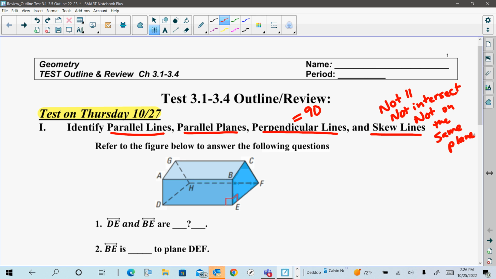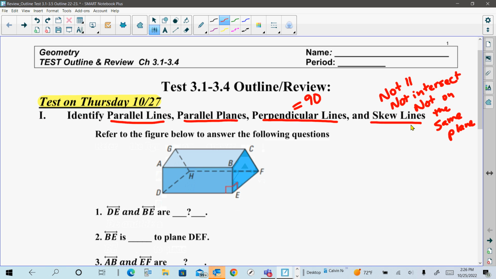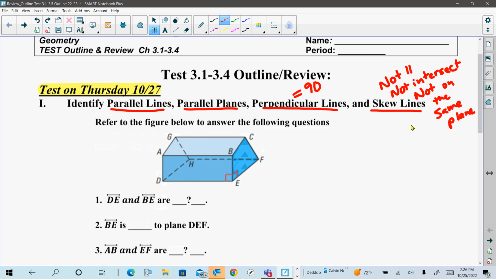So for this explanation, I'm pretty much going to stick to the odds to help you navigate and understand what to do on the review and the different types of problems. So here you have to use the diagram to answer the question.